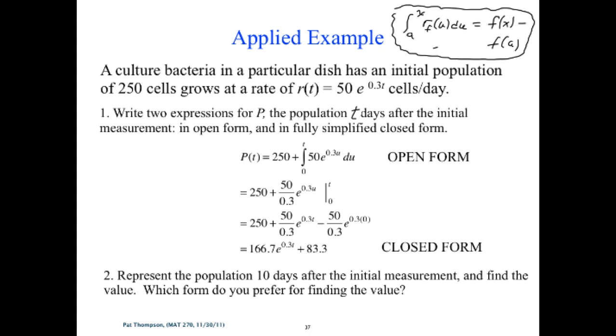Okay. Find the value. So do you want to use open form, or closed form to find the value? Of course, closed, right? That's the motivation for all these rules we're going to learn to find antiderivatives: closed form is the desired way to go for an example like this. What is the population after 10 days? So P of 10 equals?